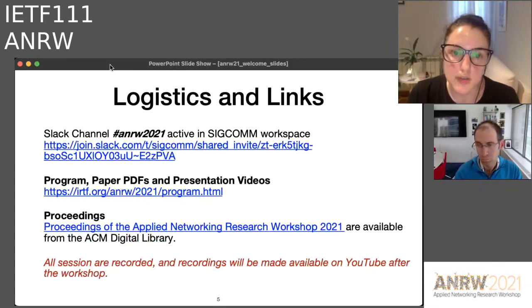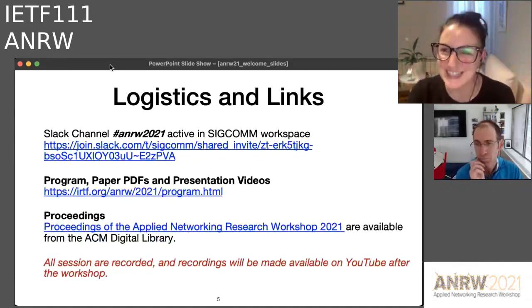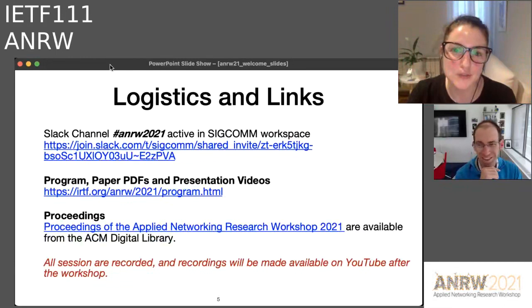There is also the Gather space. In the floor plan, if you roam around, you're going to find us somewhere. So you can definitely also join there for coffee breaks and so on. All the program and details you can find online on the NRW website. The proceedings are also live.